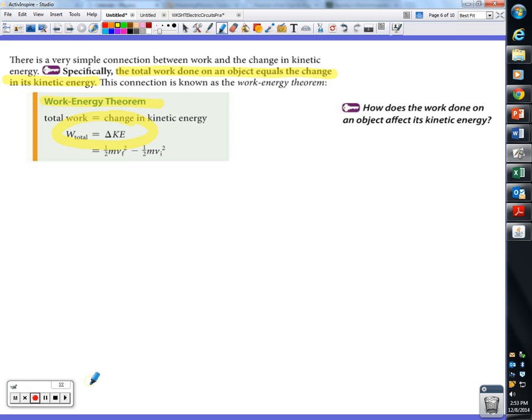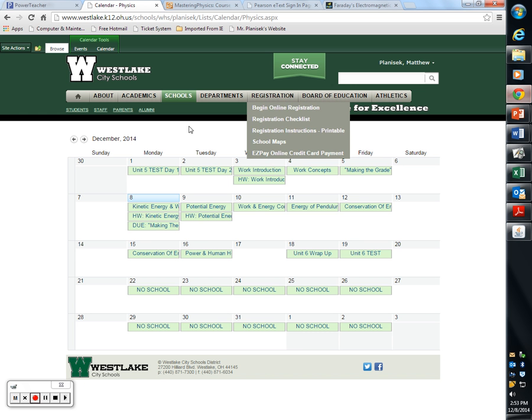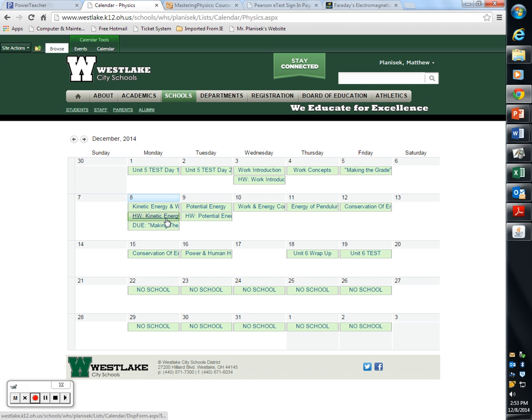Oh, there is some homework on the calendar. It goes along with the kinetic energy stuff that we talked about. You should be able to do most of it, but if not, we can save it for tomorrow as well. Okay?